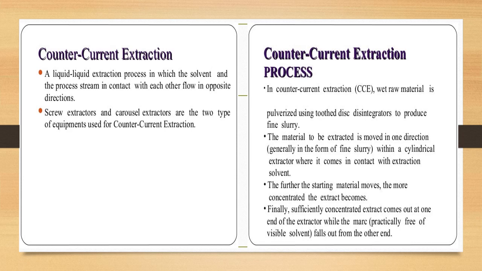In the countercurrent extraction process, wet raw material is pulverized using toothed disc disintegrators to produce a fine slurry. Then the material to be extracted is moved in one direction within a cylindrical extractor, where it comes in contact with the extraction solvent. The further the starting material moves, the more concentrated the extract becomes. Finally, sufficiently concentrated extract comes out at one end of the extractor while the marc falls out from the other end.